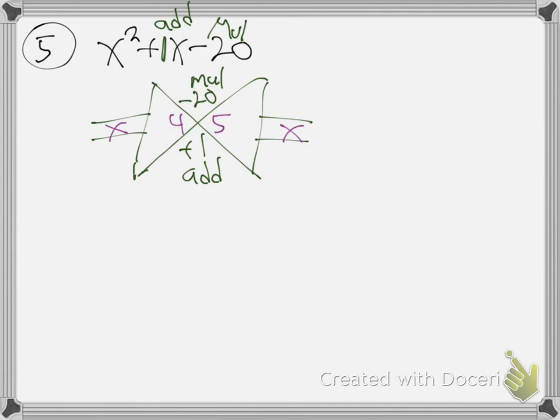4 and 5. How do you do the signs? Bottom bigger. The sign on the bottom goes on the bigger. So plus on the 5, minus on the 4. They multiply to be negative 20. So then these two, x minus 4, and these two, x plus 5. Either order, you can put them the other order around. We're done.